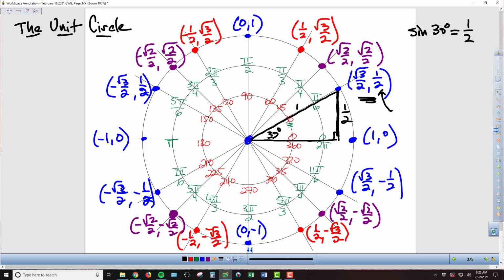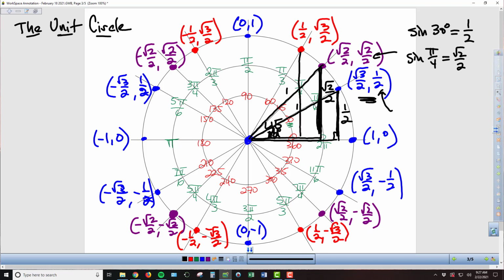If I do the same thing and jump up to 45 degrees, I drop a perpendicular there, create a right triangle. Again, my hypotenuse is 1. Now I have a 45, 45, 90 triangle. Well, to find the sine, I'm going to go opposite over hypotenuse. Well, what is this opposite side right here? Well, it's √2/2, which is, again, the y coordinate. Sine of pi over 4, or sine of 45 degrees, is √2/2, the y coordinate associated with that point.